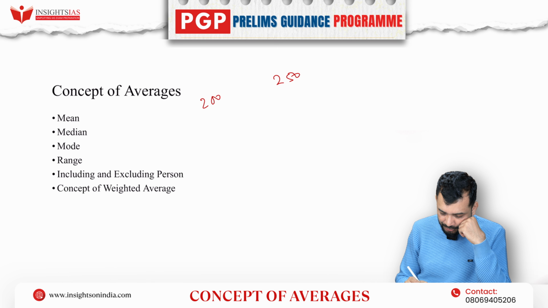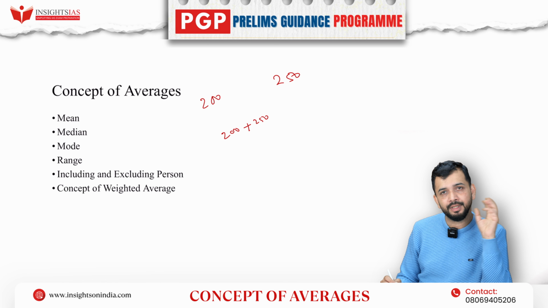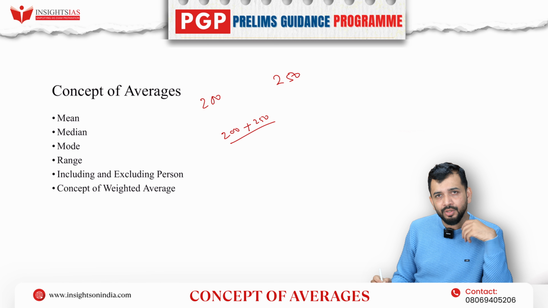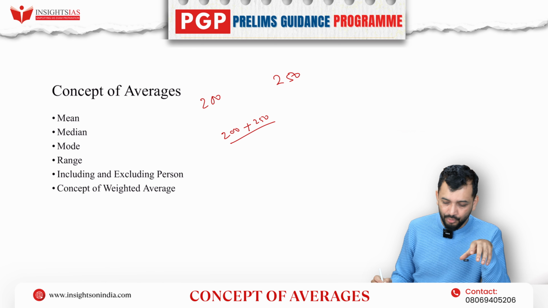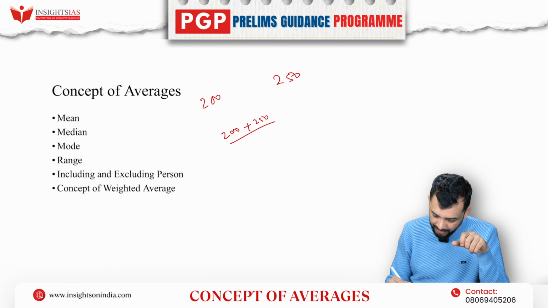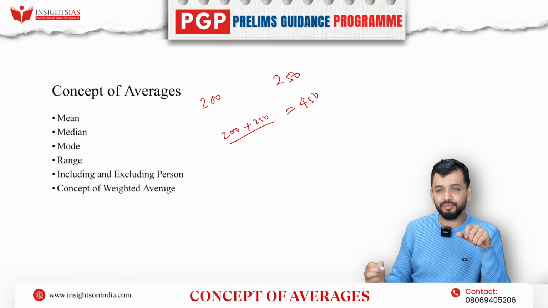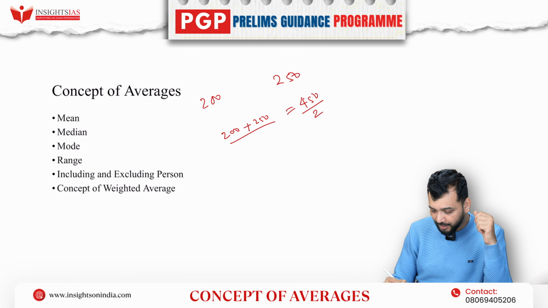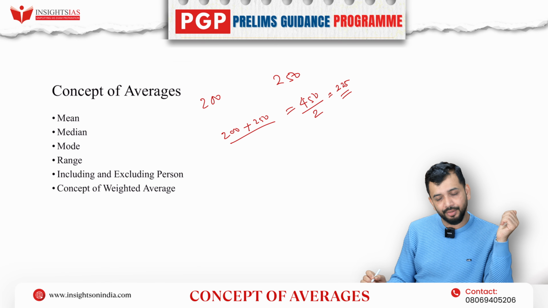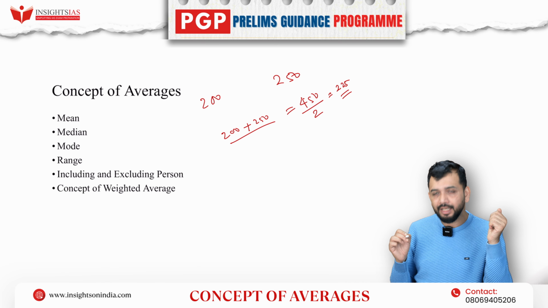So many times what we will do, we'll add 200 plus 250, because total sum, this is a formula that we have mugged up. 200 plus 250, that is the total sum, that is 450. Then since average is total by 2, 450 by 2, then you will write it as 225. All right. So this is your average. But do you really need to add this?